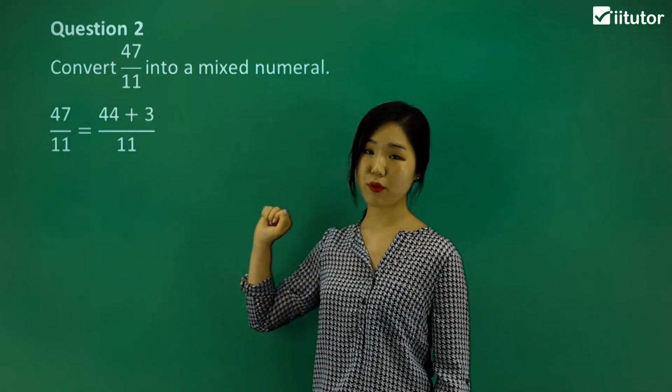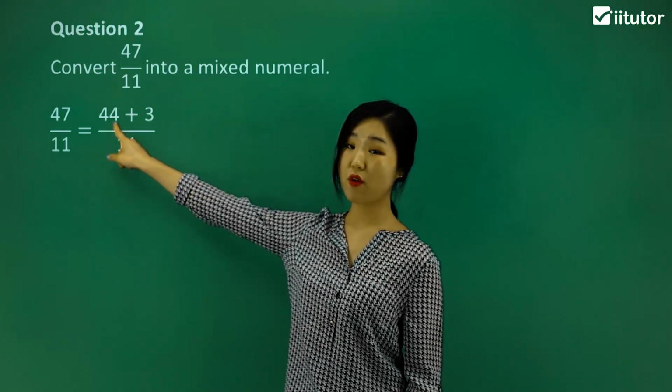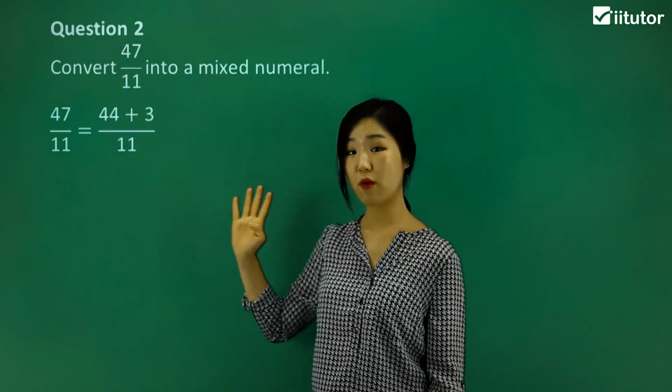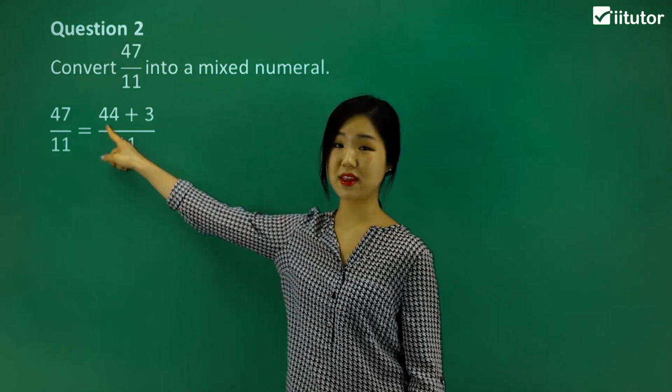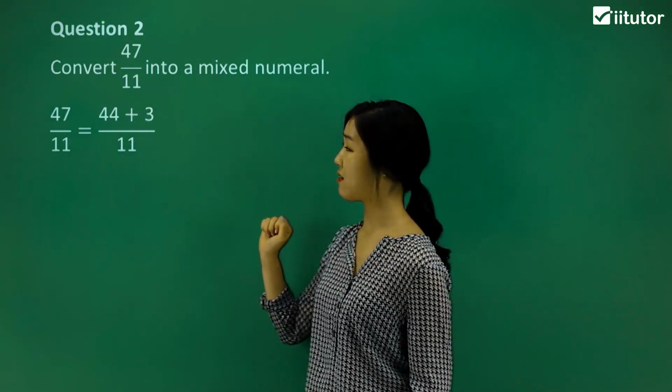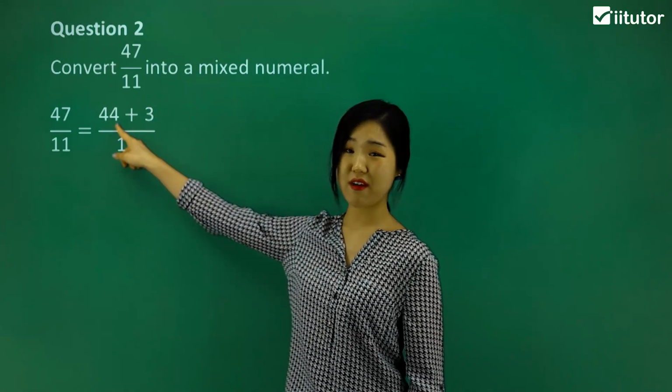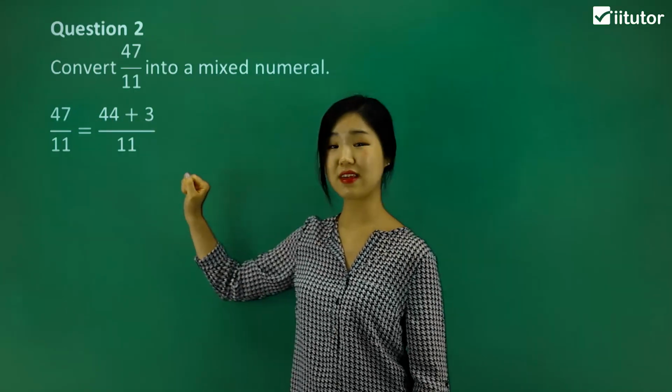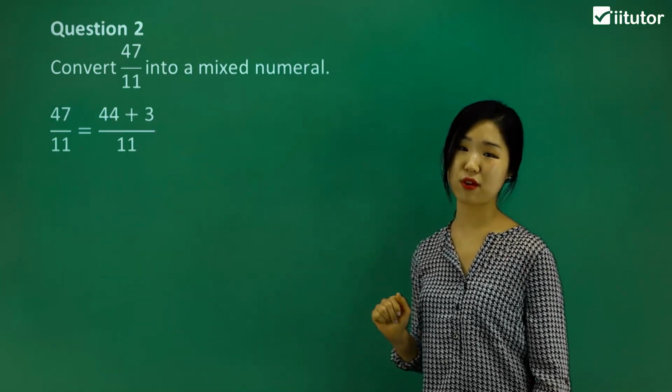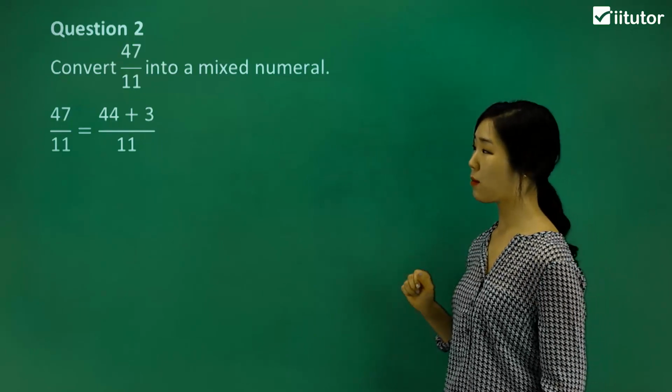See how I changed the numerator? The reason why I picked 44 is because I know that 11 times 4 is 44, and that's how many lots of 11's can fit into the 47. And how many more do I have to add to 44 to get back to 47? 3. So that's why it's 44 plus 3. So I did a bit of separation there.